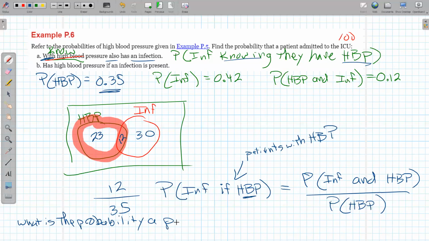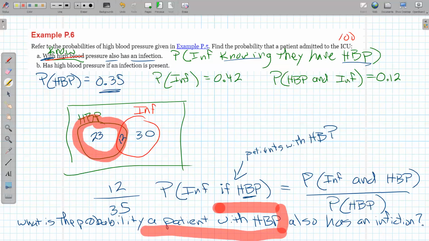a patient with high blood pressure also has an infection? And that's definitely a common mistake, like I did at first, thinking, oh yeah, that's an "and." But the key here is that we have a patient with high blood pressure.